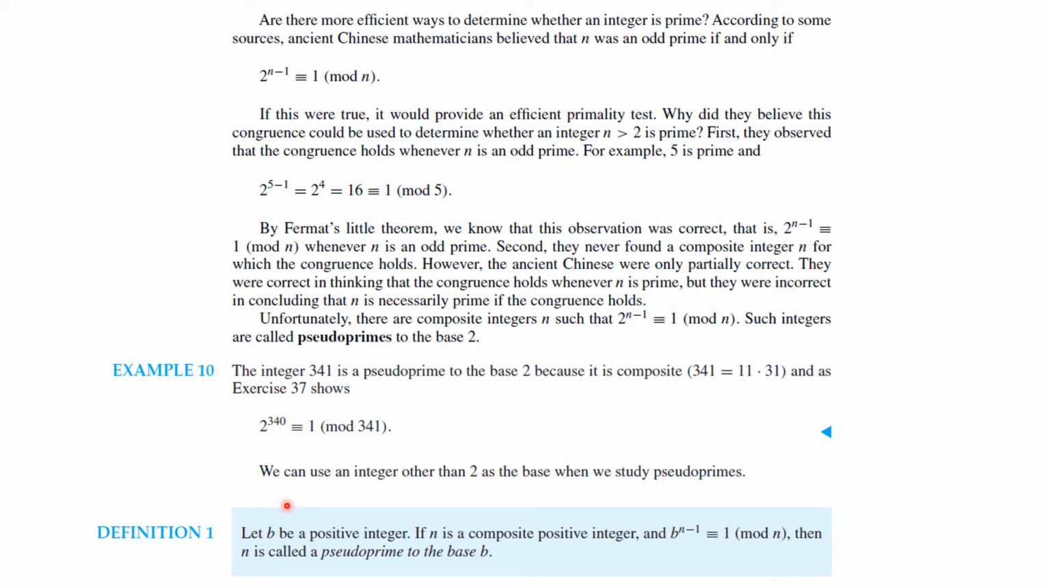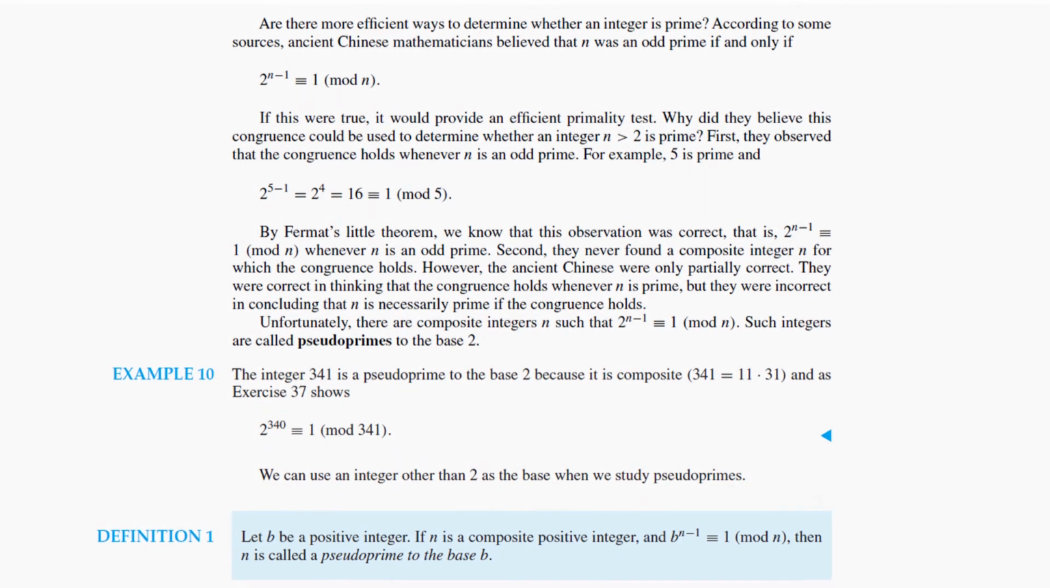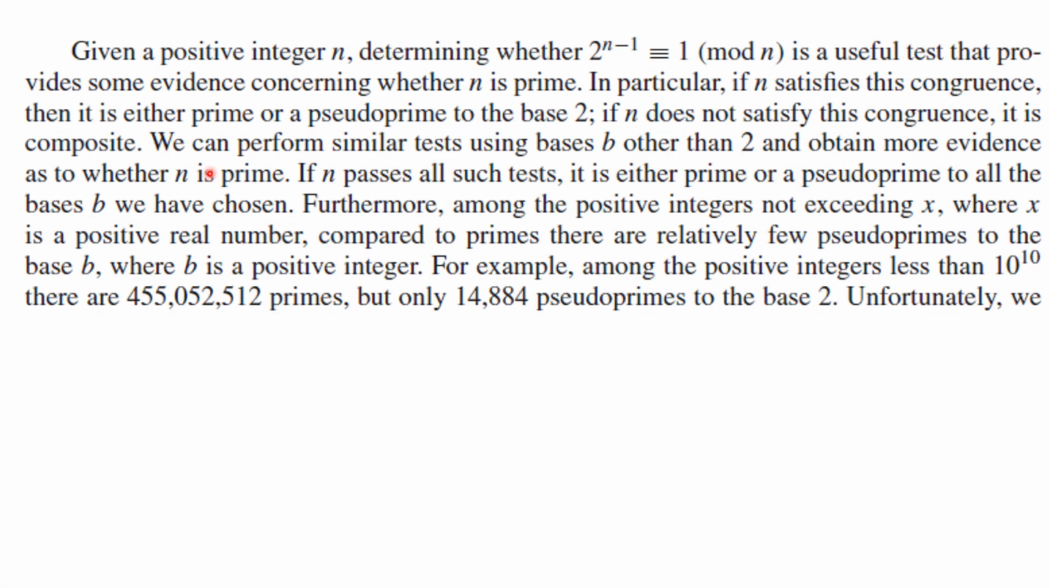So we can use an integer other than 2 as the base when we study pseudoprimes. If we let b be a positive integer, and n is a composite positive integer such that b to the n minus 1 is congruent to 1 mod n, then we call n a pseudoprime to the base b. This is a generalization of the earlier idea. So given a positive integer n, you can determine whether this is congruent to 1. It's a useful test, and it provides some evidence, not conclusive evidence, that n is prime.